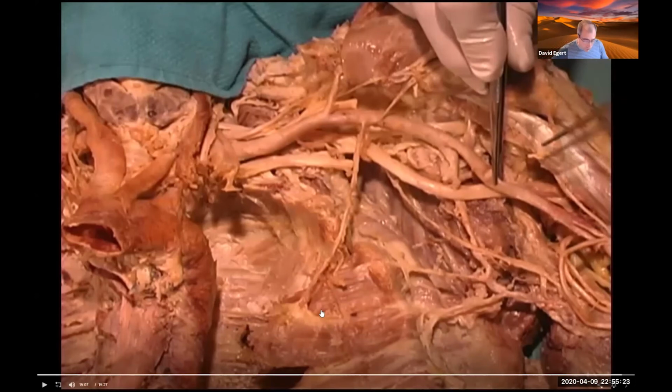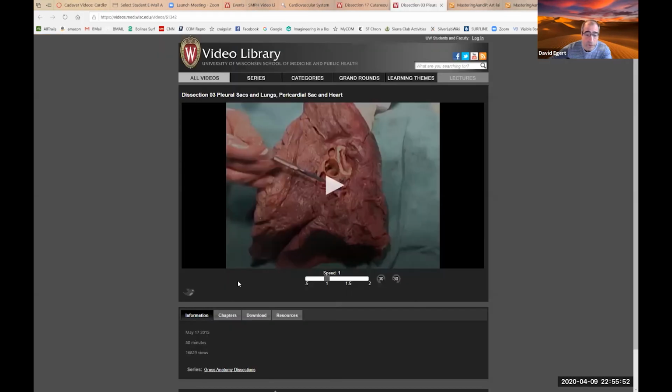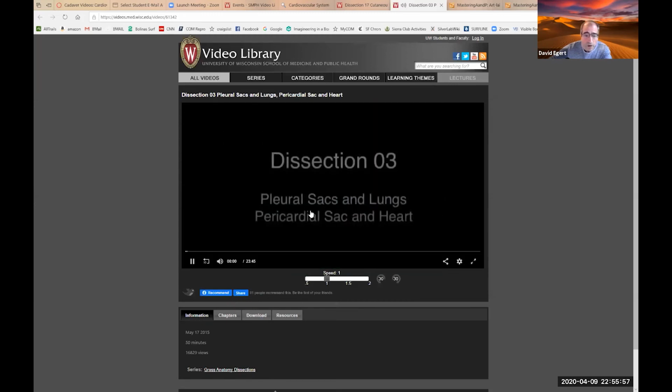The next one I'm going to show you is actually pretty cool. It's showing the heart. So here in this one, they've taken the heart out, but it's interesting to watch them take the heart out, because we talked about the whole idea of the pericardial sac and all that. I think it's worth looking at. So if we go back to this one here at 3, it also is going to show the phrenic nerve, which I really think is cool. So this one, we're going to start at 3 minutes.